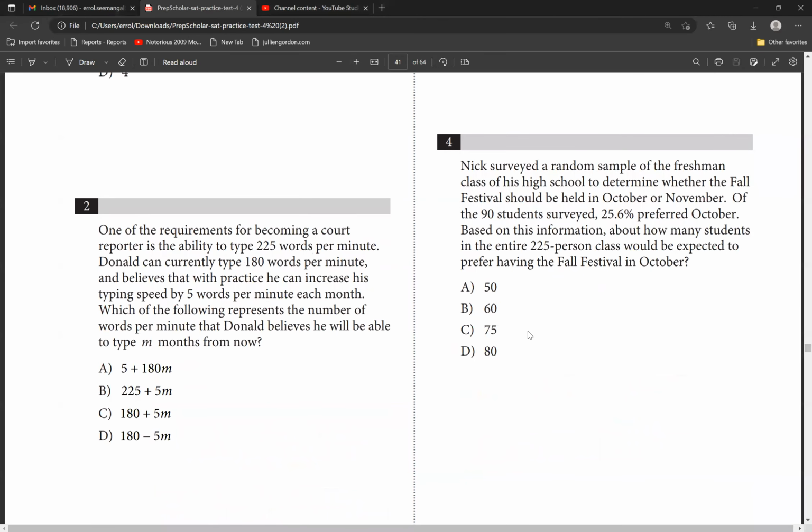Nick surveyed a random sample of the freshman class of his high school to determine whether the fall festival should be held in October or November. Of the 90 students surveyed, 25.6% preferred October. Based on this information, about how many students in the entire 225 person class would be expected to prefer having the fall festival in October?